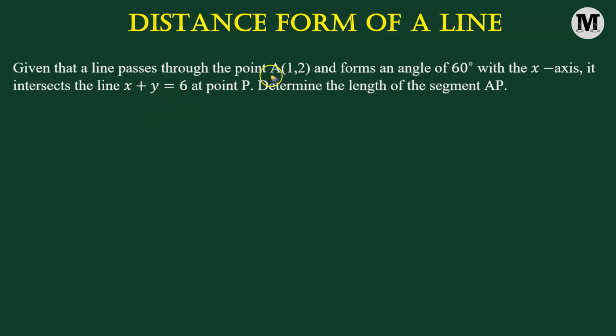Given that a line passes through the point A having the coordinates (1, 2), and it forms an angle of 60 degrees with the x-axis, and also it intersects the line x + y = 6 at the point P. Determine the length of the line segment AP.